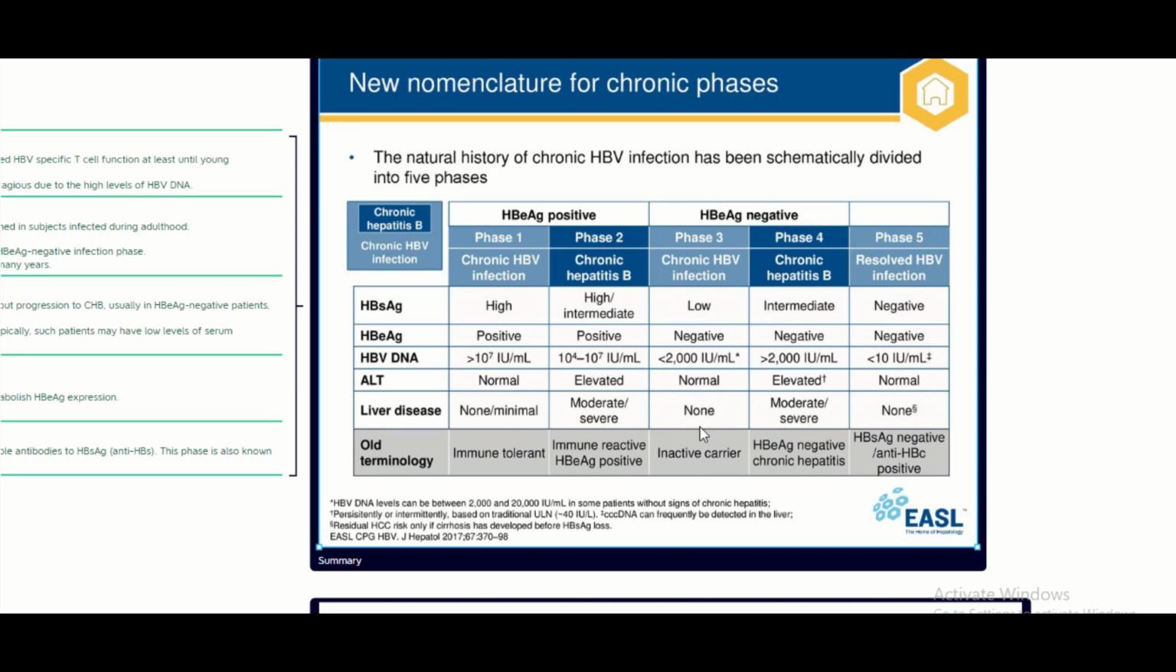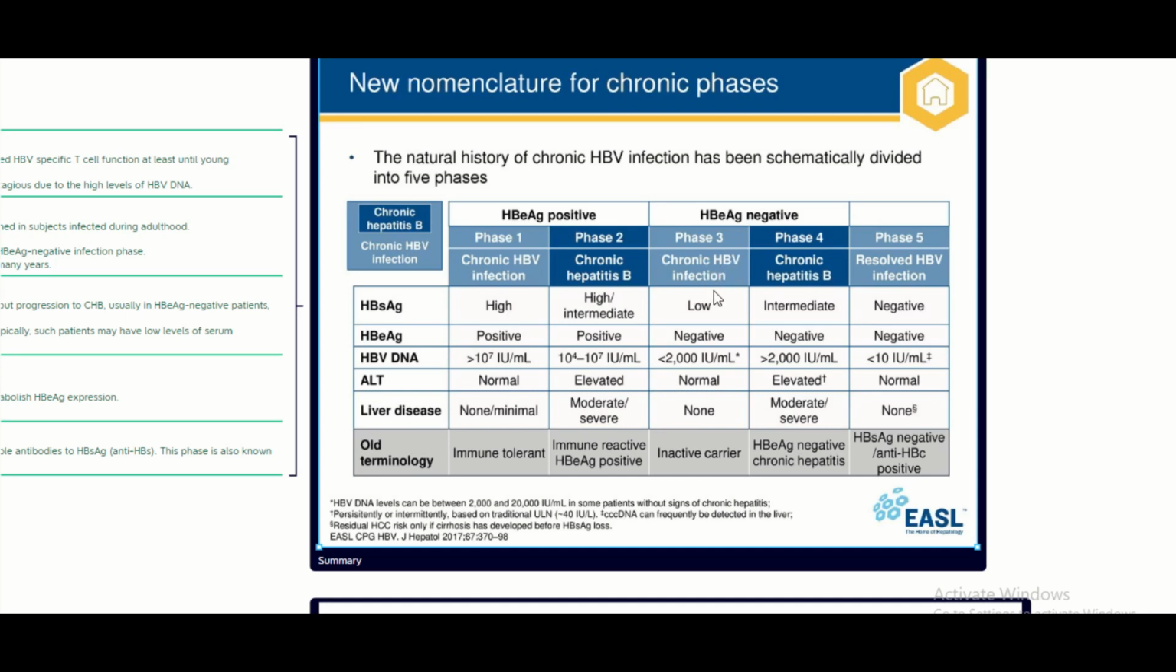Liver disease and inflammation will be none because we don't have replication that gives us inflammation. That's why the inflammation will go away and the fibrosis that has already formed within these stages will not progress. In the old terminology, this used to be called inactive carrier. In the new terminology, it's called chronic HBe antigen negative hepatitis B virus infection.